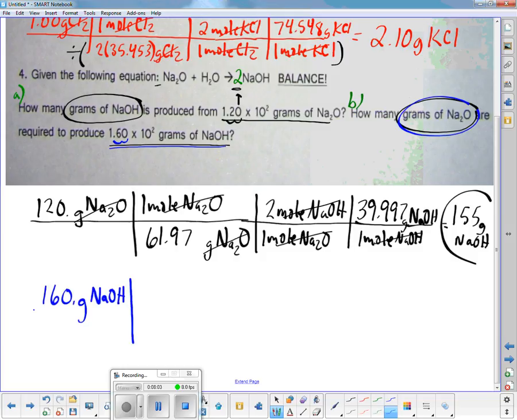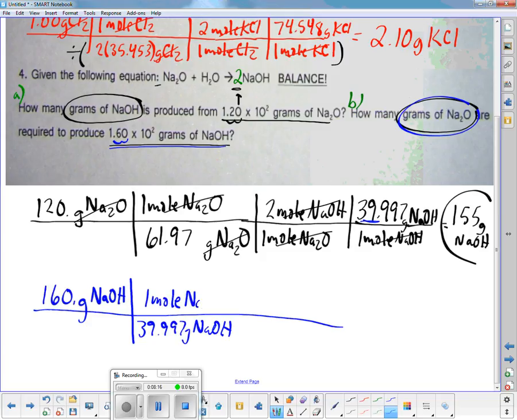Well, we just added NaOH up in this top one right here, so I'm going to bring that down. 39.997 grams NaOH, and 1 mole of NaOH on the top. Grams go out. Everybody okay so far? Yes. We don't do the 2. Whenever we're going from grams to moles, it's always just 1.